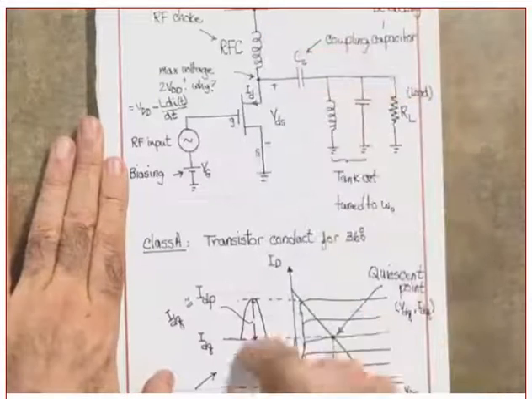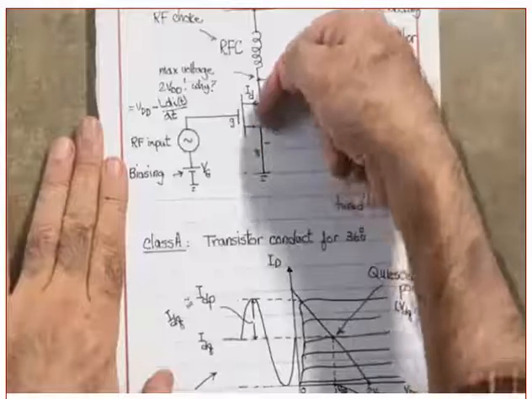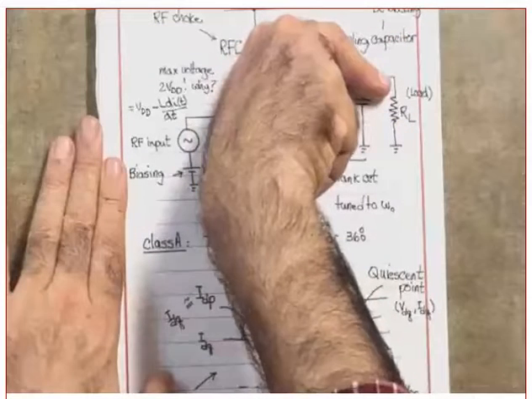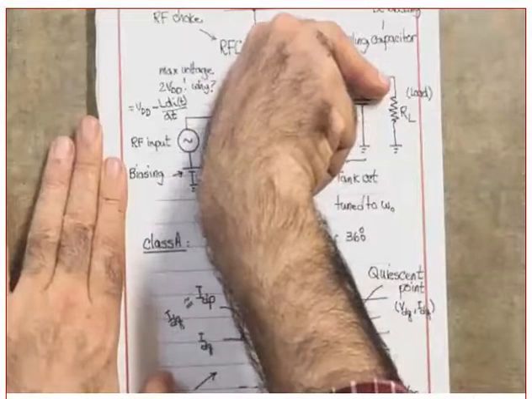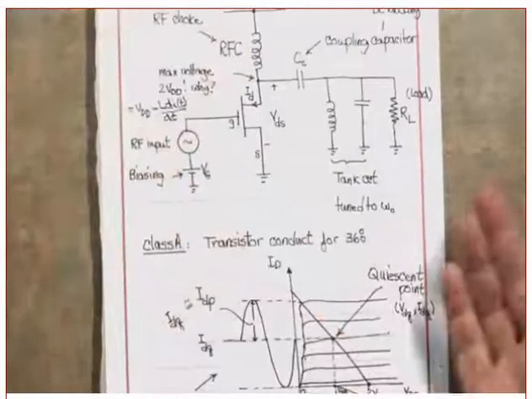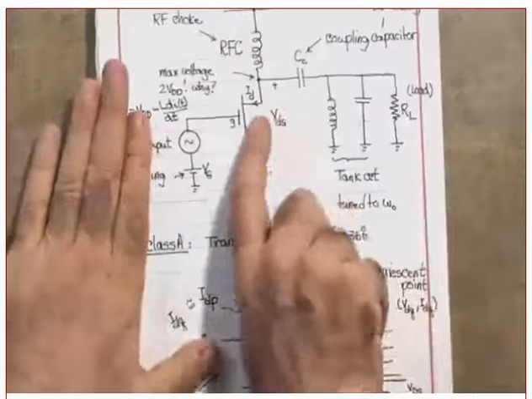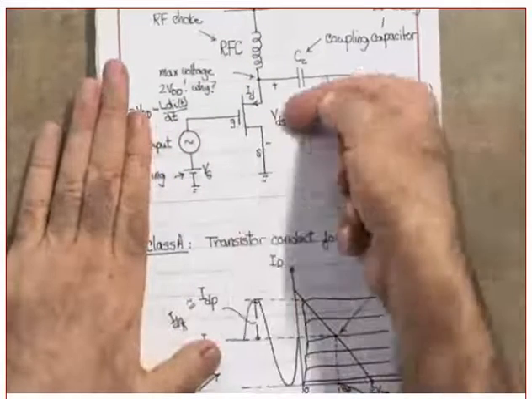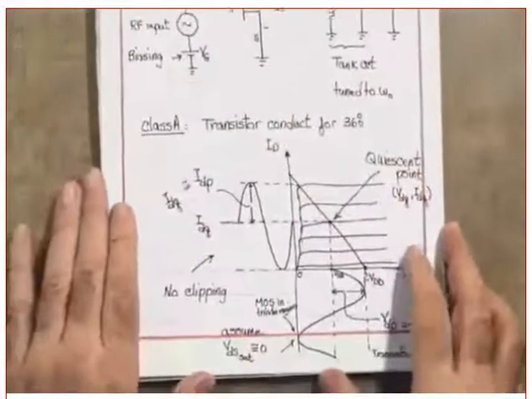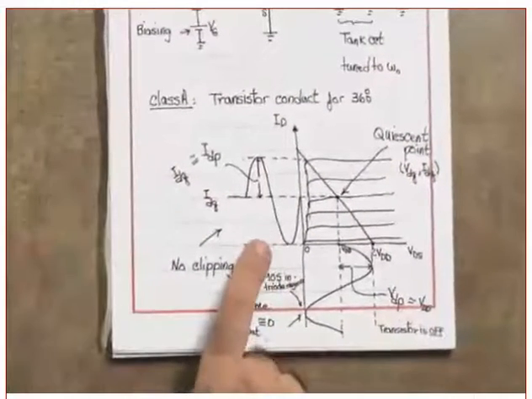So the current depends on the polarity, either going this way or going that way. Did you lose me? This one has no AC current in here. So where is the AC current going? The AC current is going this way or that way, depending on the polarity. Clear so far?